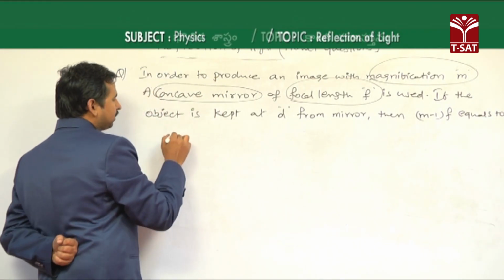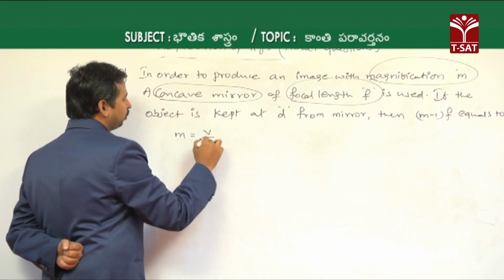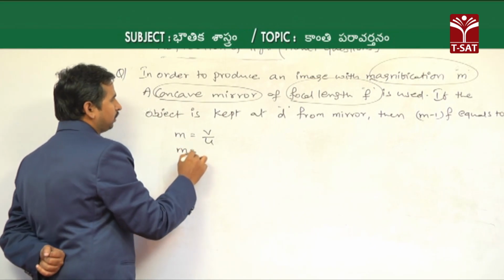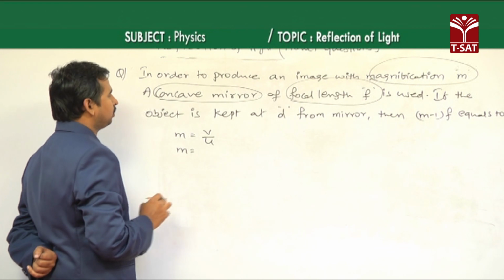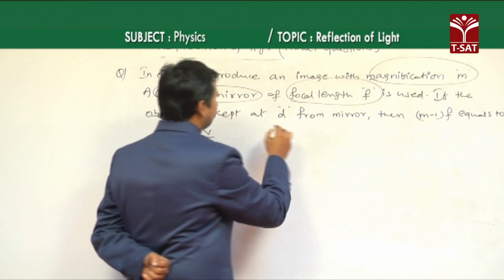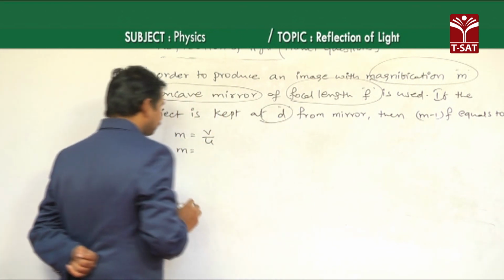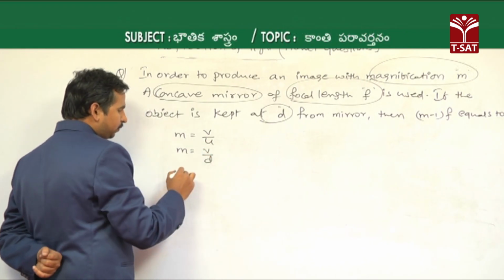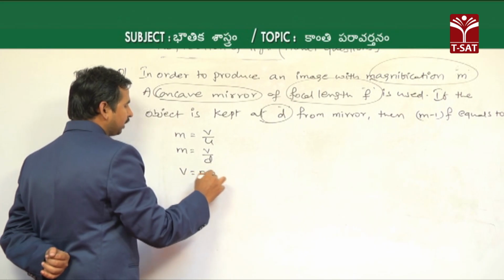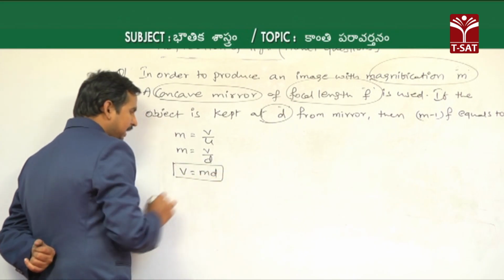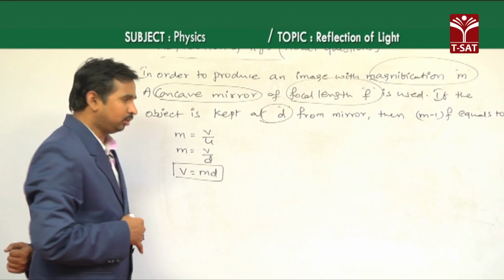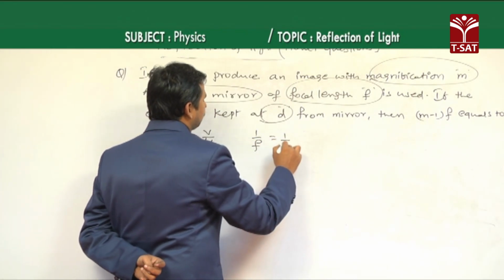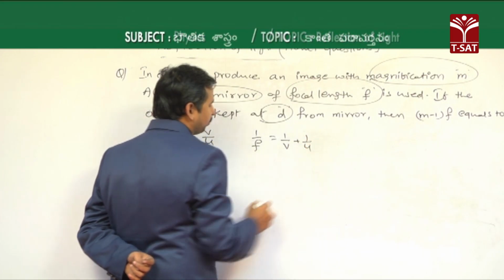And we know that the magnification m is equal to v by u. The object distance is given, the object is kept at a distance d, so the object distance is d. Then from this we can write v is equal to m into d, meaning the image distance becomes m into d. Then the actual relation for this mirror is 1 by f is equal to 1 by v plus 1 by u.